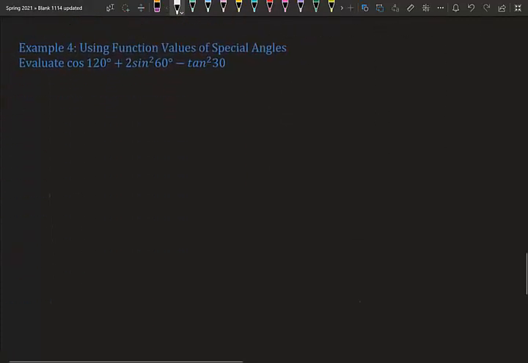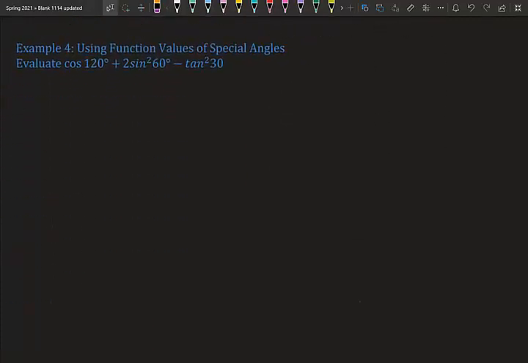All right, example 4, using function values of special angles. So we want to evaluate cosine 120 plus 2 sine squared 60 minus tangent squared 30 degrees. That's supposed to say degrees, it's just a typo. We know cosine 120, that's -1/2.